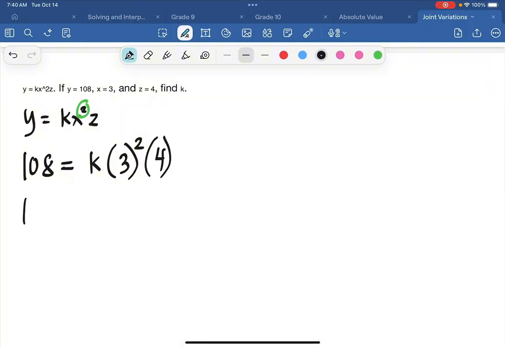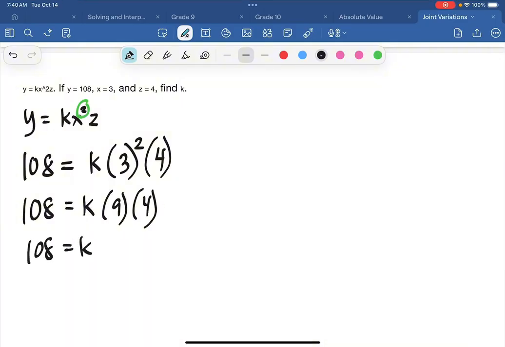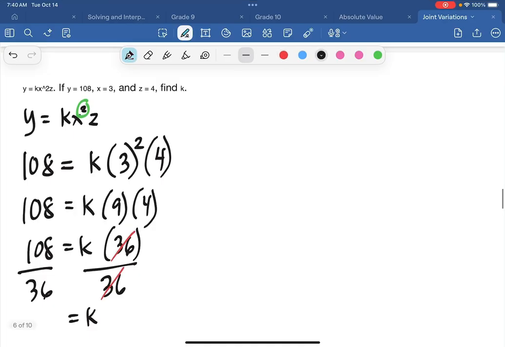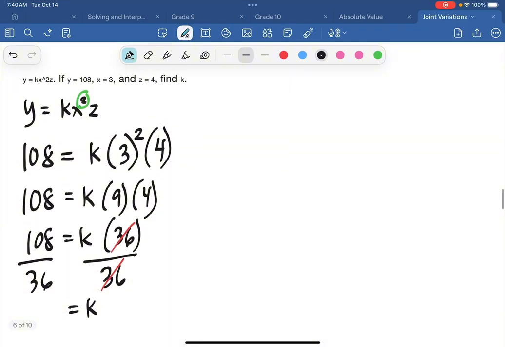So based on this, we have 108 equals k. Then 3 squared is 9 times 4. And 108 equals k times 9 times 4 is 36. And divide both sides by 36. So the value of k, so cancel, is 3.